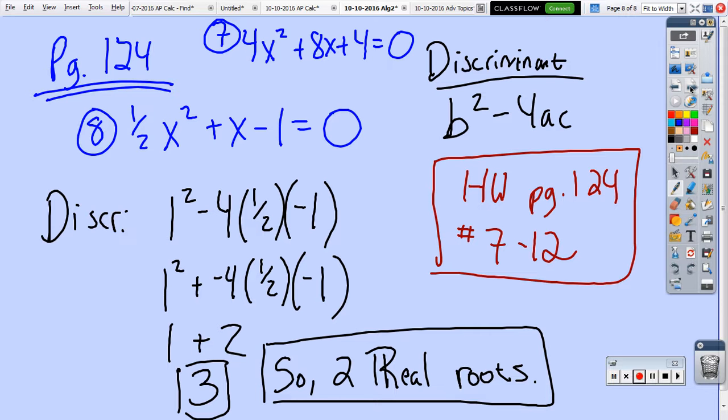Do you have the 1, 2, 4? No, this is in your textbook. Yes, I know, I didn't. So if you don't have it, it's right here on the top. Oh. 4x squared plus 8x plus 4 equals 0. This is what I'm saying.